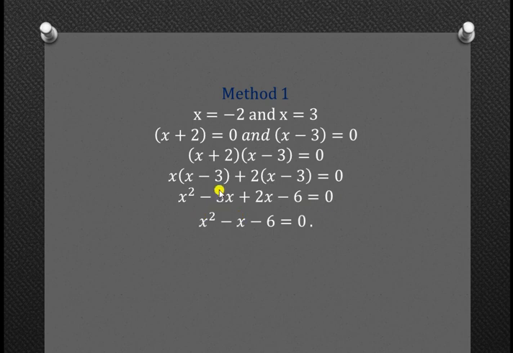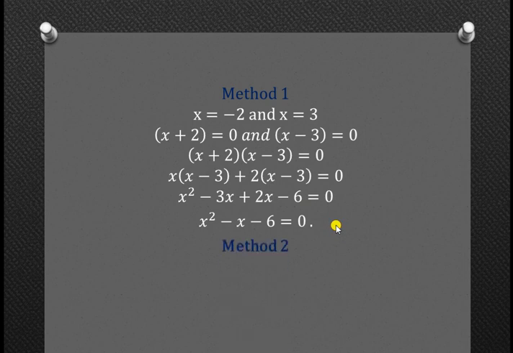So finally, you simplify this. -3x plus 2x will give you -x. So your quadratic becomes x squared minus x minus 6 equals 0. And this is the required result from the question.